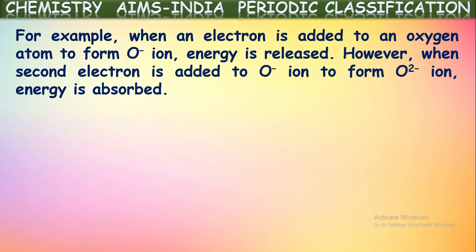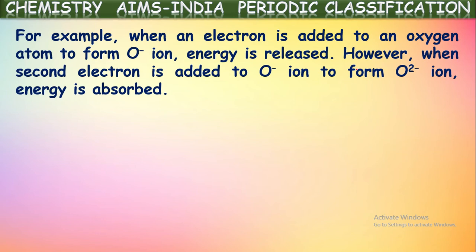For example, when an electron is added to an oxygen atom to form an O minus anion, energy is released, because only one electron we are giving. Oxygen will be very ready to gain electrons. So when one electron is given, it will accept that electron and a certain amount of energy will be released by that oxygen. That we call the first electron gain enthalpy, which is released by the oxygen.